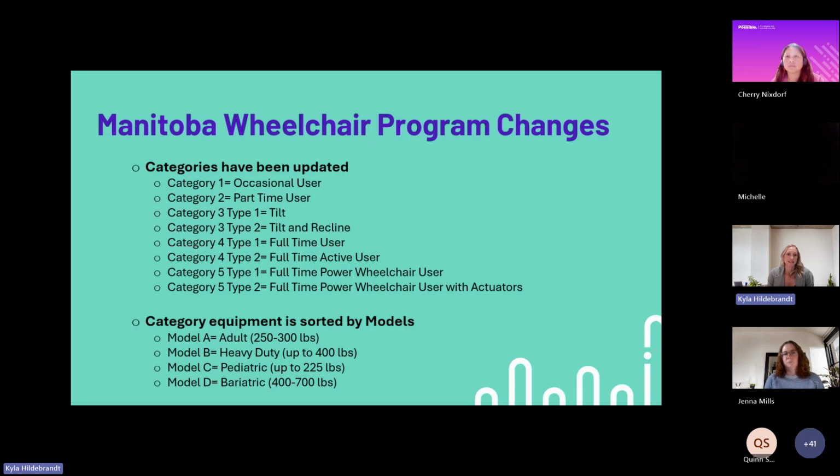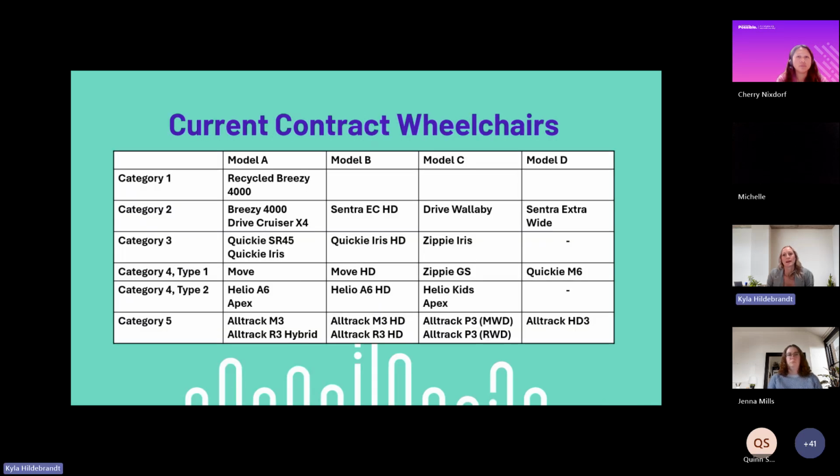The categories of the equipment is also sorted into the models. So we have our model A is adult, B, heavy duty, C, pediatric, and D, bariatric. Here's a brief overview of the contract equipment and how it would fall into each category. Today, we're going to be looking at the category 1 and 2 equipment, as well as the category 4 type 1 equipment.